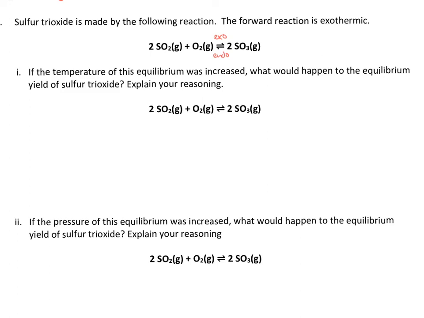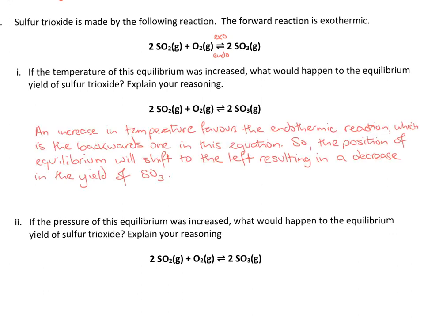And this would be something like a 3-mark question, and the way that we would structure our answer is as follows. Increasing the temperature favours the endothermic reaction. In this example, that's the backwards reaction, or the one that goes from right to left. That means the position of equilibrium will shift to the left, which means that we will have a decrease in the yield of the sulfur trioxide, or the SO3.